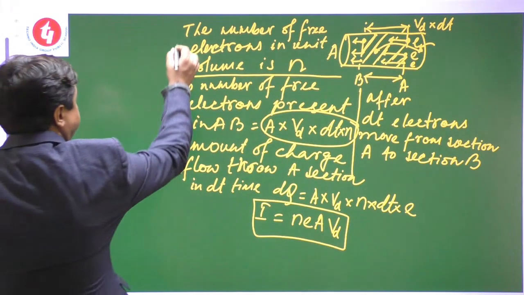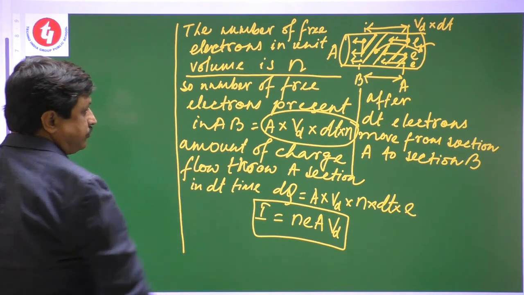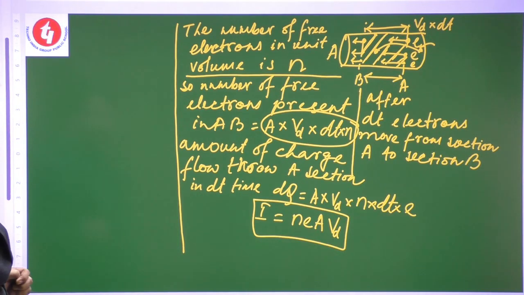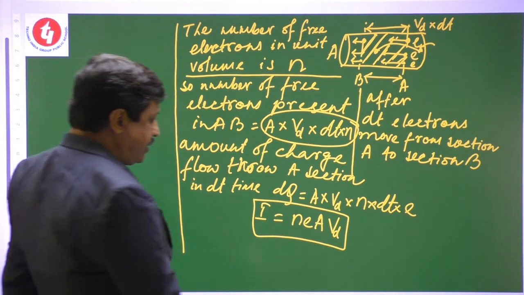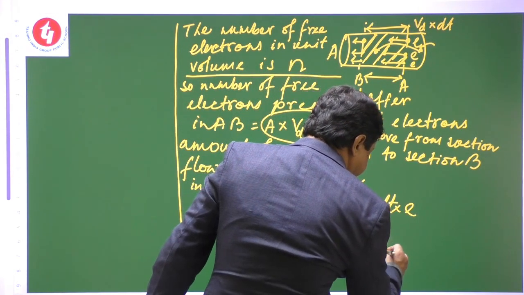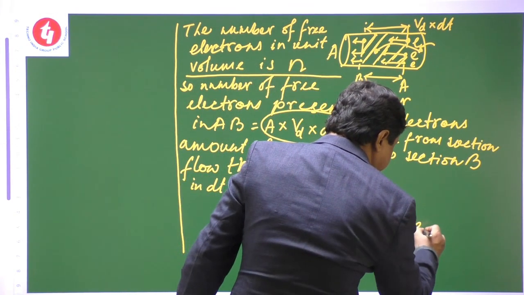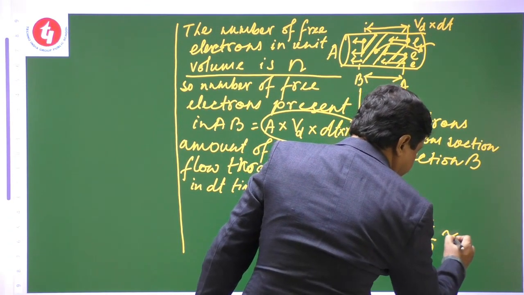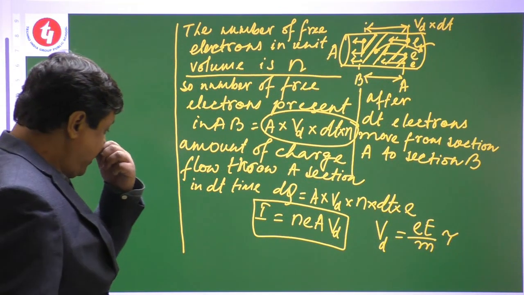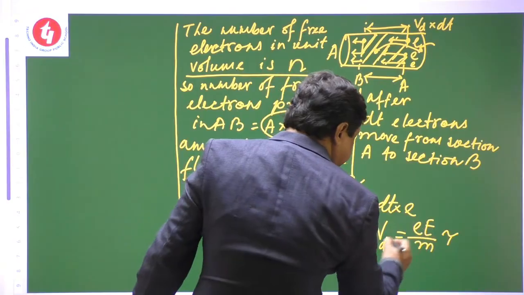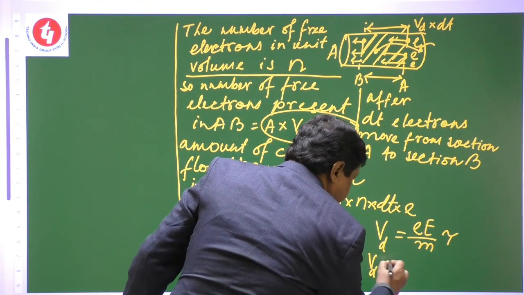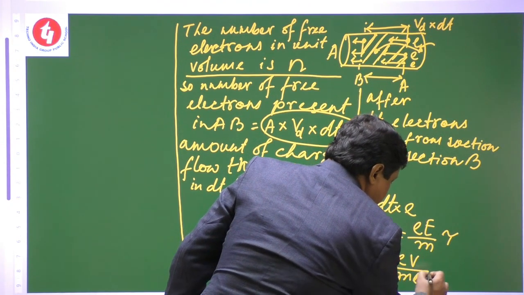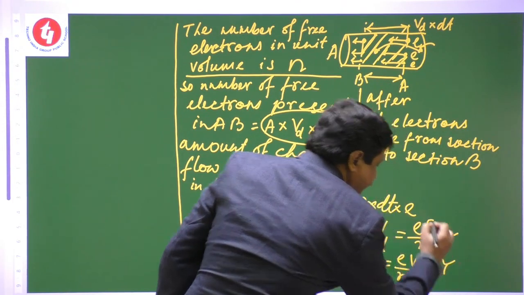Next, we will discuss... you already know the formula for drift velocity. We already discussed that it is v_d = (eE/m) × tau. And you also know that E is V by L. So drift velocity will be e into V by (m into L) into tau.